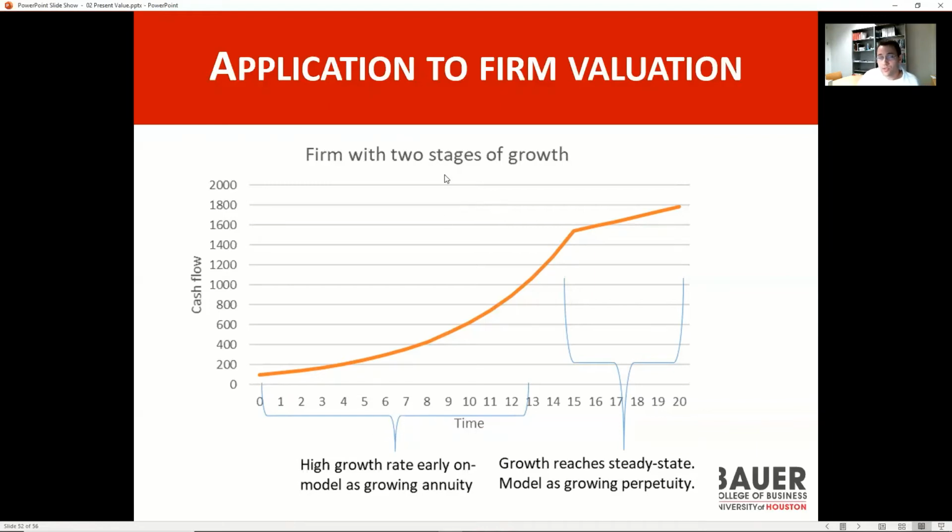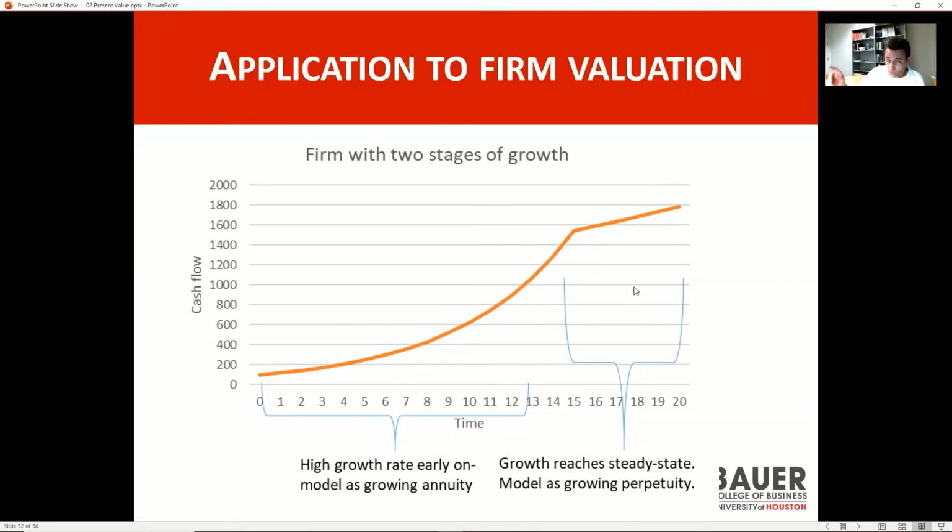Well, you would have a two-stage growth model. You could have the first stage be a growing annuity, where you have a high growth rate. Then at some point, things are going to slow down, and then you can model the company as if it's a growing perpetuity. So it's some equilibrium state of a lower level of growth, and that lower level of growth just persists indefinitely. Okay. So one way to value the company is you value this growing annuity, and then you value this growing perpetuity, and then you add them up.